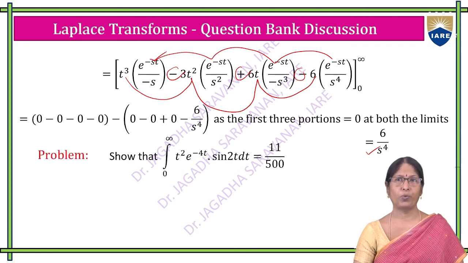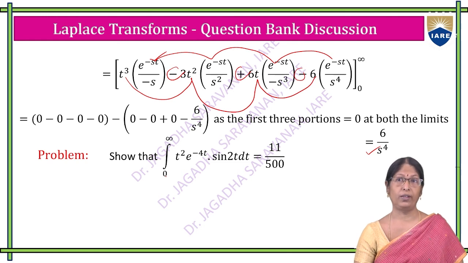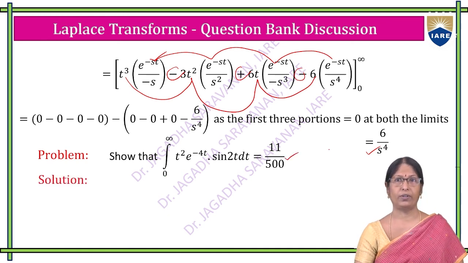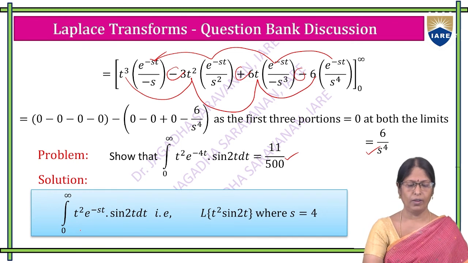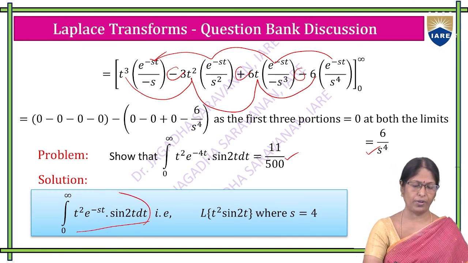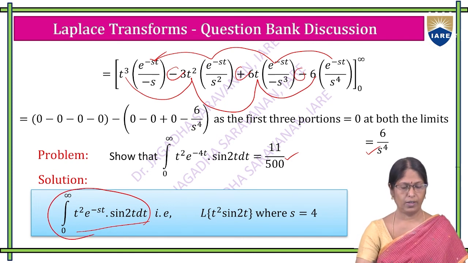So one more problem. Here we can see, to evaluate the integral of t square e power minus 4t sine 2t dt, the value is 11 by 500. Here we can see this is our given question. It's a very important problem in our question bank.